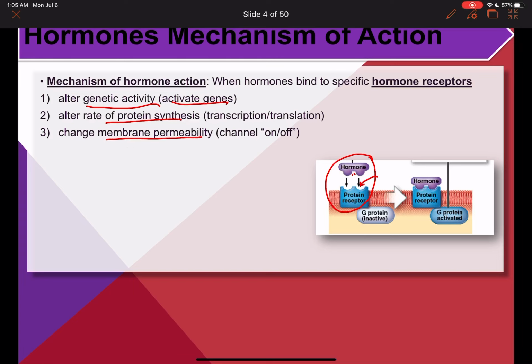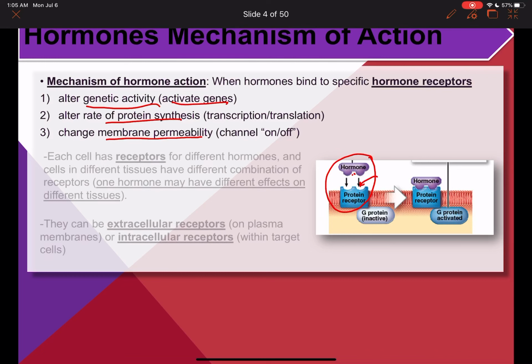For example, upon binding to a certain hormone, another channel for something else can turn on or turn off. Okay, maybe a channel for glucose, for example, which was what I was talking about with insulin. When insulin binds to its receptor and enhances the cell's capability of absorbing glucose, maybe a certain glucose channel gets activated, opening up for glucose to come into the cell.